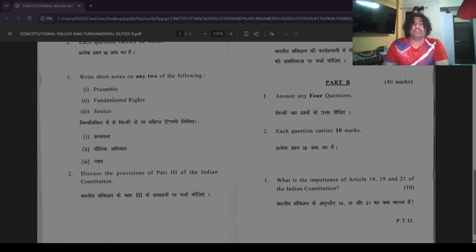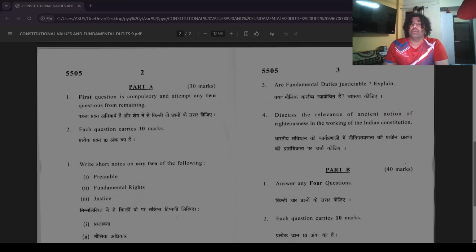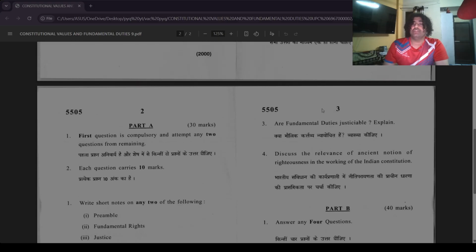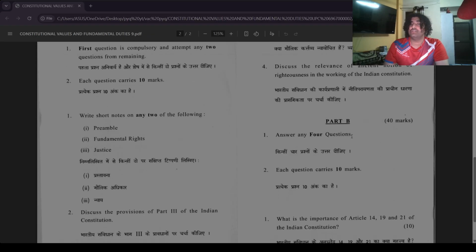Question number 1, write short notes on two of the following. First is preamble, second, fundamental rights, third, justice. Question number 2, discuss the provisions of Part 3 of the Indian Constitution. Question number 3, are fundamental rights justiciable? Explain. Question number 4, discuss the relevance of ancient notion of righteousness in the working of the Indian Constitution.